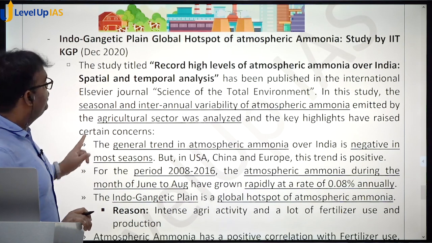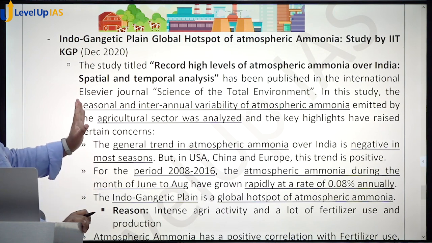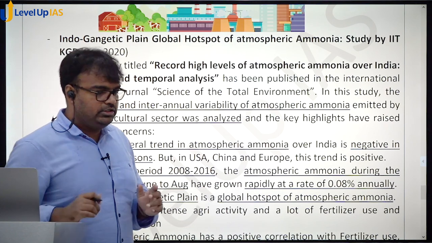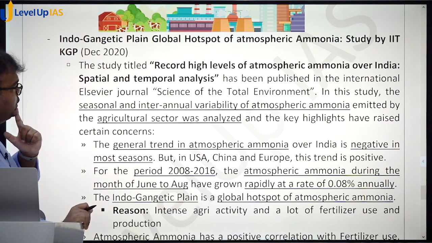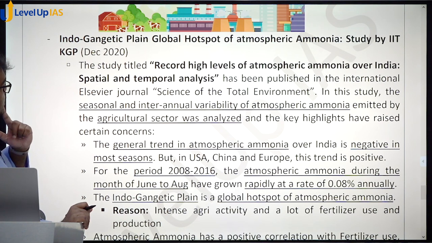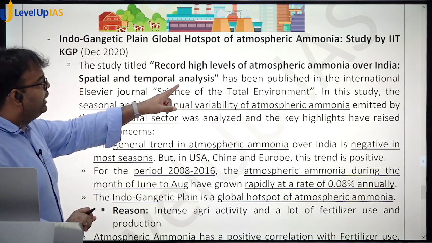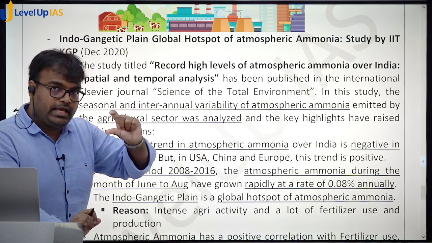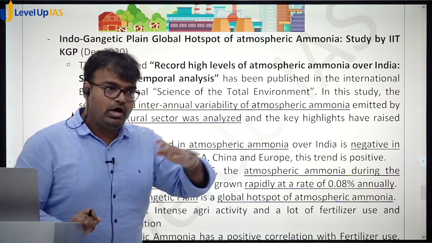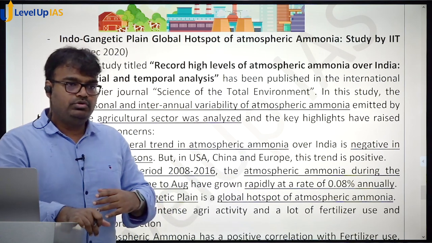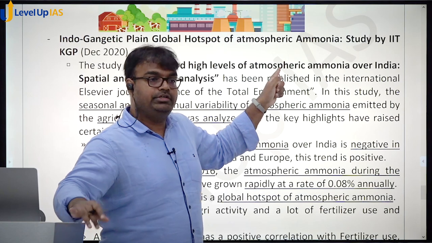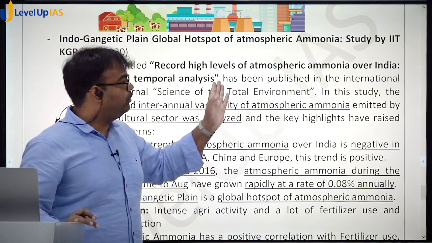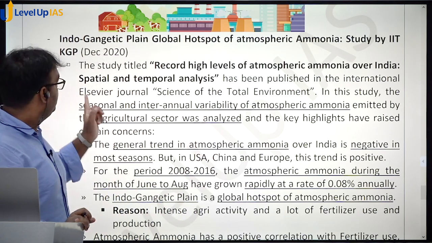Now come to a news from December 2020. There was a study by IIT Kharagpur. What was the study about? The study was about atmospheric ammonia over India, spatial and temporal analysis. Like time-wise throughout the year, how is ammonia varying throughout the country? Atmospheric ammonia. Please note here they're not considering soil ammonia or ammonia in the water. Ammonia in the air.